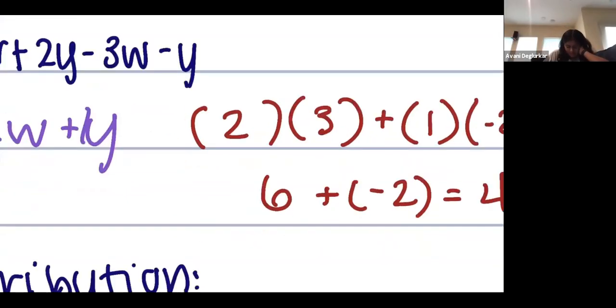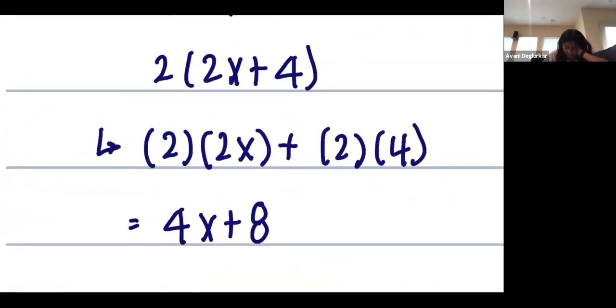Now we're going to move on to combining like terms with distribution. Let's say that we have this expression 2 times 2x plus 4. When we expand that, you go 2 times 2x, which is what you see right here, and then 2 times 4, which is what you see right here. This is the distributive property. Then you multiply this out and you have 4x here and you have 8 here. So you combine those and you get 4x plus 8.